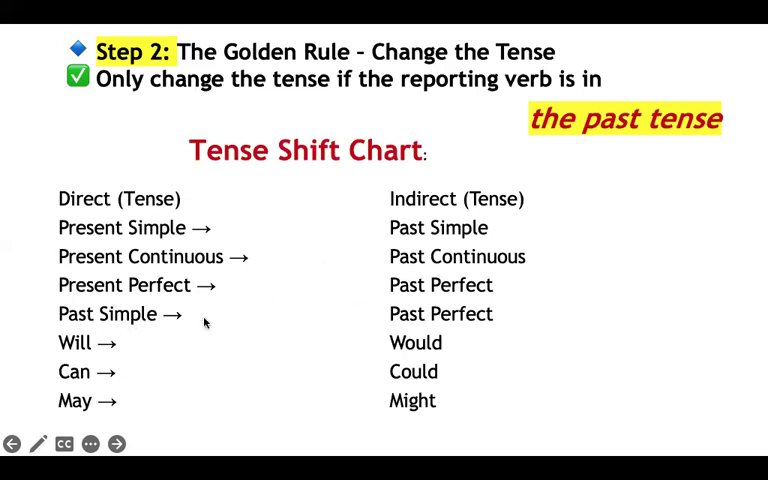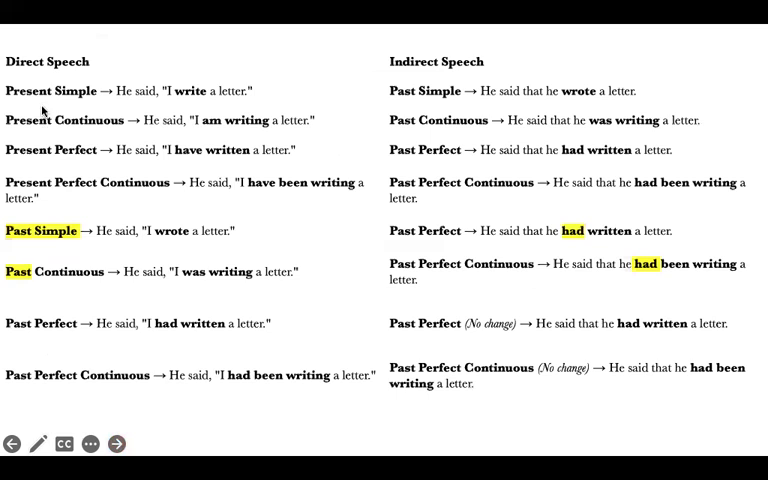However, with past simple, things get a little tricky. Past simple will change to past perfect, that is, verb 2 changes to had plus verb 3. Will changes to would, can to could, may to might. Now let's see the tenses. These are some examples.